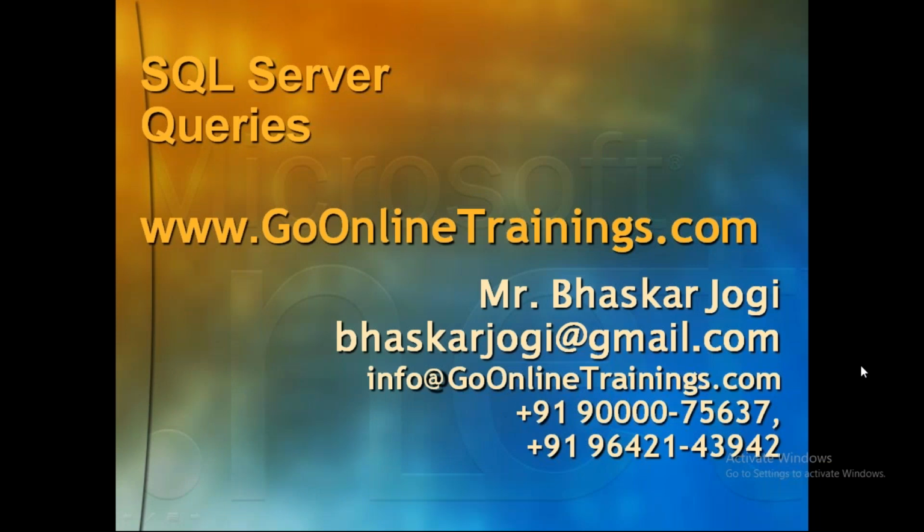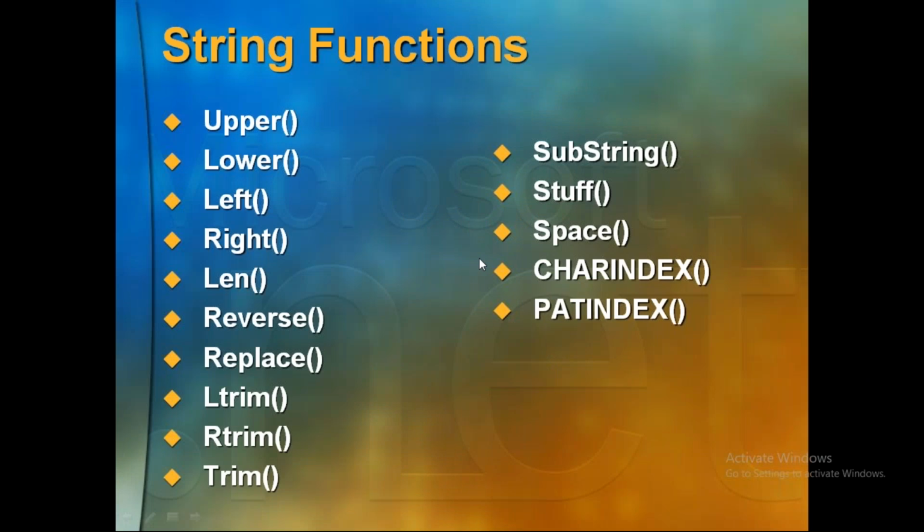So, yesterday we had seen how to use joins and like operator and coalesce function and how to use isNull function, all of them. So, today let us understand one more important concept, how to use string functions. We have upper, lower, left, right, length, reverse, replace, ltrim, rtrim, trim, substring, stuff, space, char index, and pat index. These are very important functions, and these can be used very easily. Okay, so let me have these functions today.